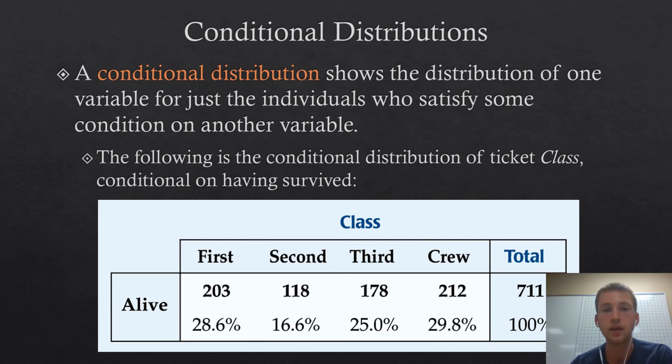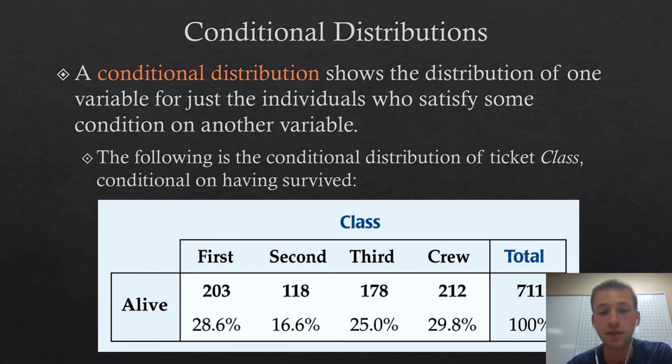So in our contingency table, we can also look at something called a conditional distribution. A conditional distribution shows the distribution of one variable for just the individuals who satisfy some condition on another variable. So for example, maybe we only want to look at those who lived on the Titanic, okay? So we saw before we had living and dead. We also had first, second, third, and crew class.